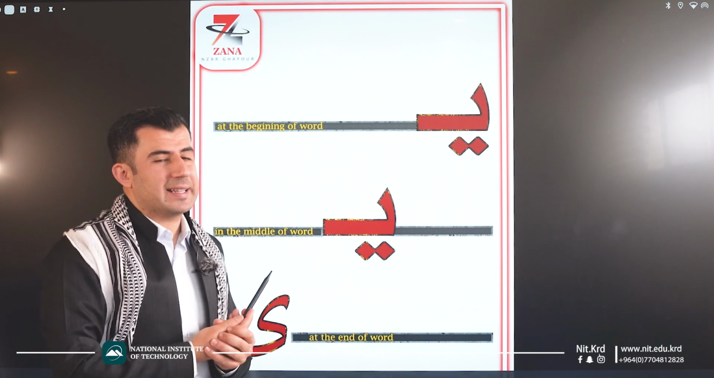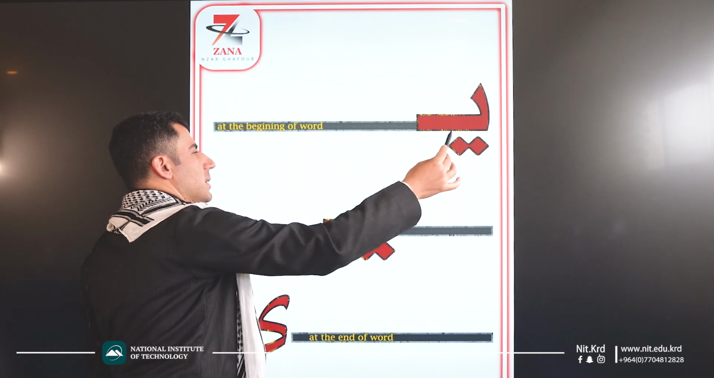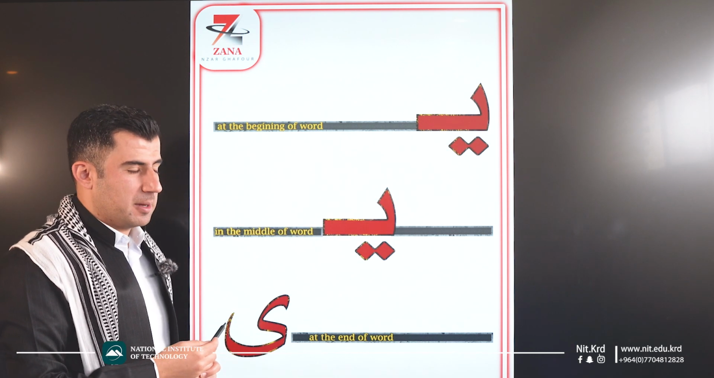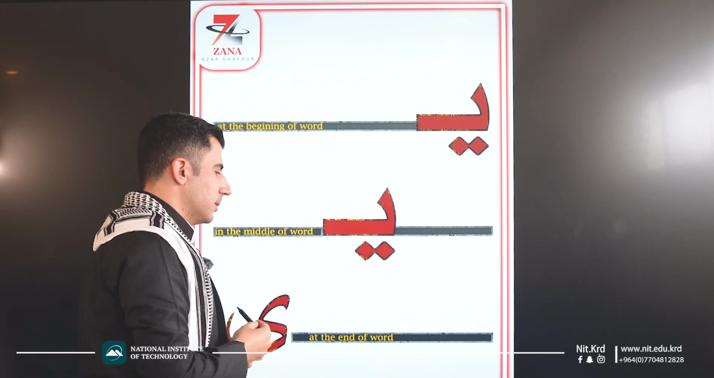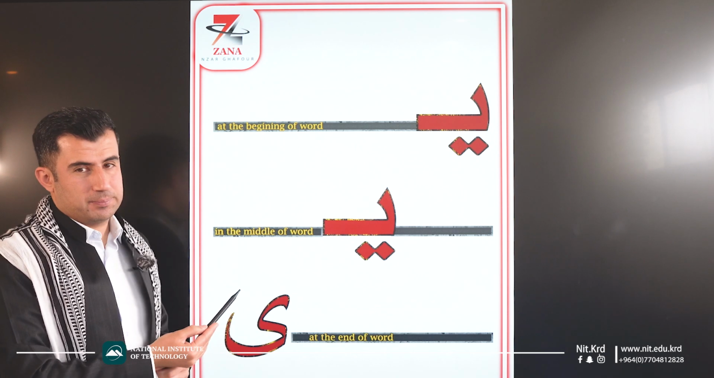Good. This one is yi. E. When we start, we have to write it like this. That's E at the beginning. In the middle it is the same as that. But at the end of the word, we have to write it in this shape. Okay?